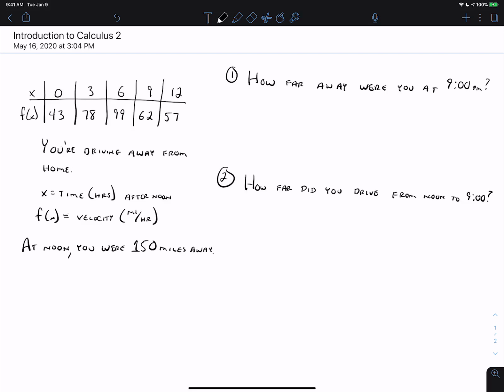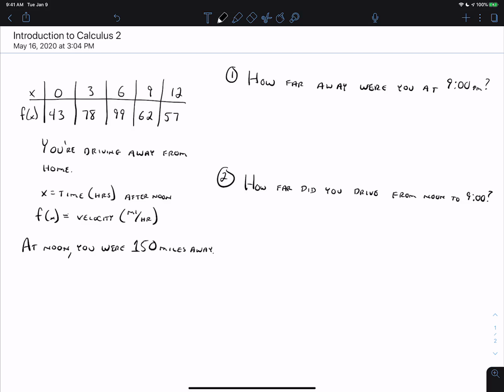But let's say the answer to the second question, how far did you drive from noon to 9 p.m., is, and I'm making this up, 500 miles. If you drove 500 miles from noon to 9, then you were 650 miles away at 9 p.m. So the answer to number one would be 650 if the answer to number two is 500. And again, we're making the assumption you're driving in one direction, further and further away from home. So these are closely related to each other. Once we can answer one of the two questions, then we can immediately answer the other question.